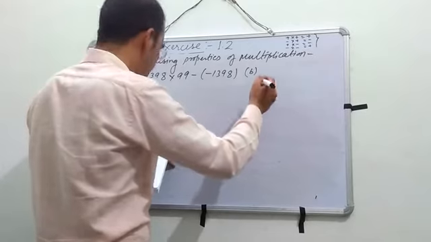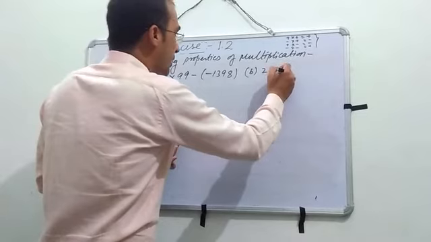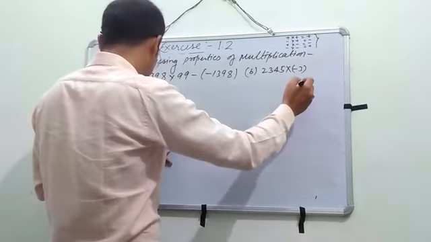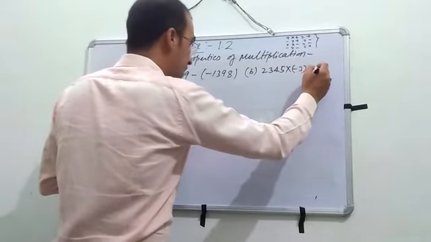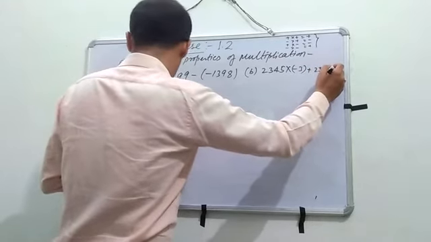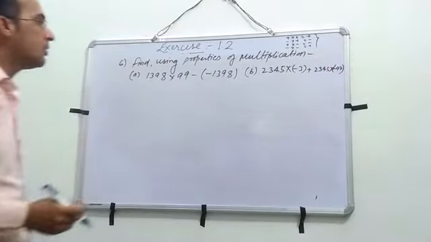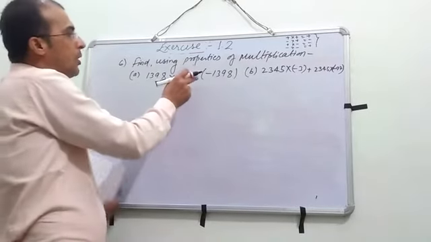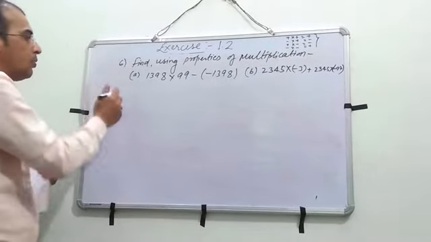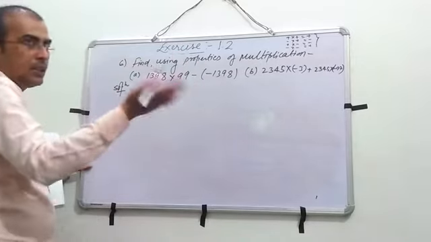Now B is given: 2,345 into minus 3 plus 2,345 into minus 97. Is it clear? We have to check which property is here, and we have to use that property and find the value. Then what will be the solution? This is the A part and B part. C and D are also given.